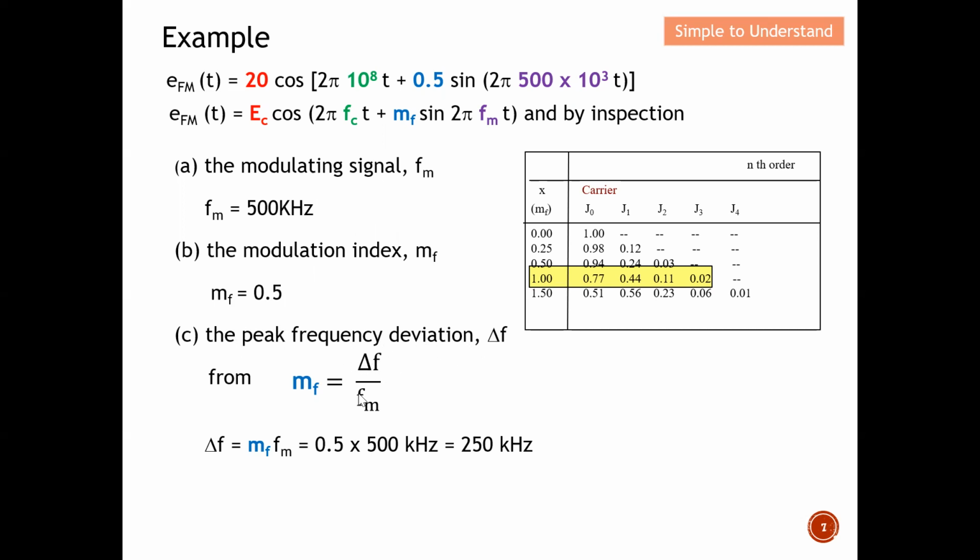I'm not sure whether you are still able to recall this formula. So this is basically the modulation index. This is the peak frequency deviation divided by the frequency of the modulating signal. So I'm tasked to find the peak frequency deviation. I have the modulation index. I also have the modulating signal. So with this, I can find the peak frequency deviation by doing a cross product, which is 250 kilohertz.